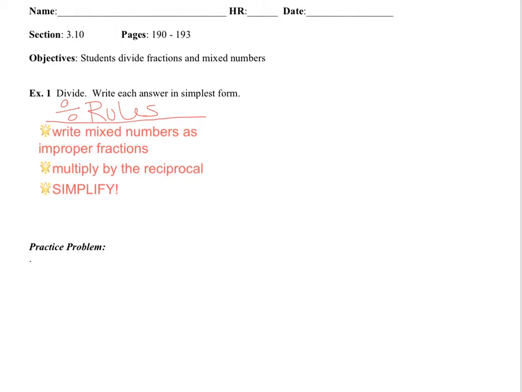But we are going to write the mixed numbers as improper fractions. Then we're going to multiply by the reciprocal, which if you remember, is when you flip the fraction. And then, of course, we are going to simplify. All right, but before we get going on that, I want to talk about integer rules.